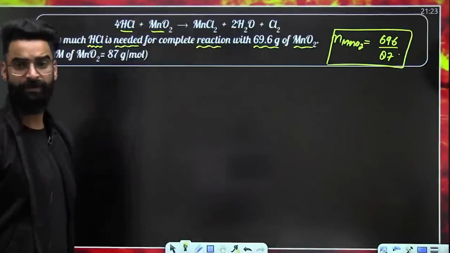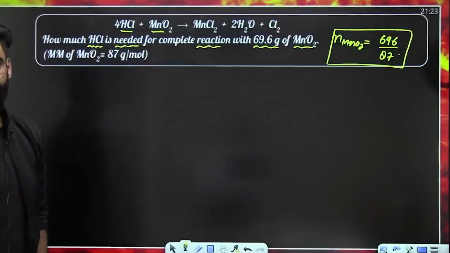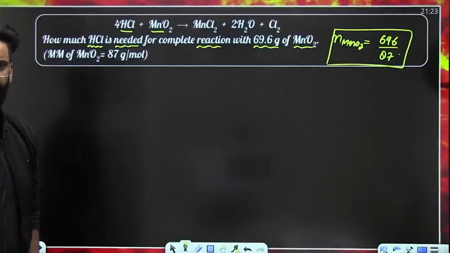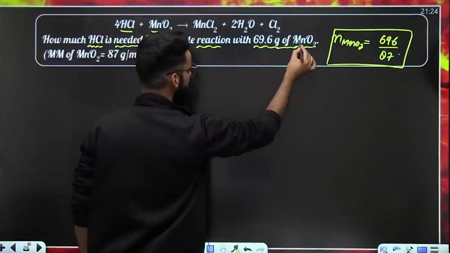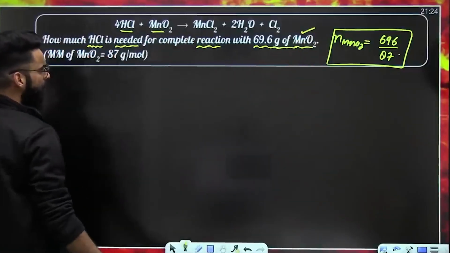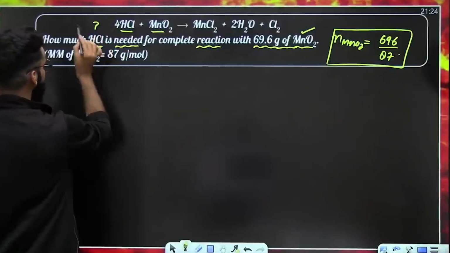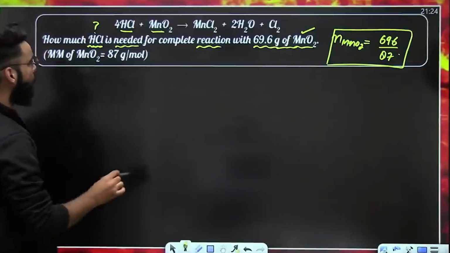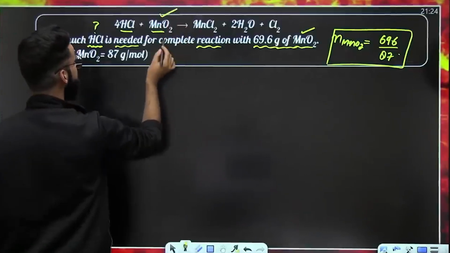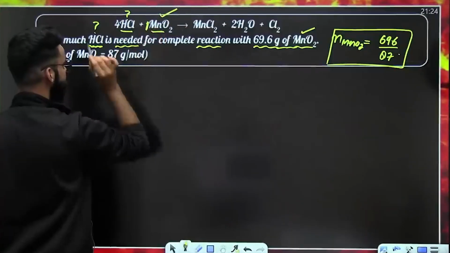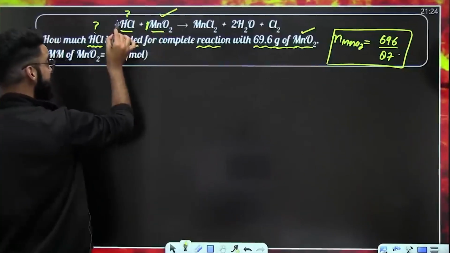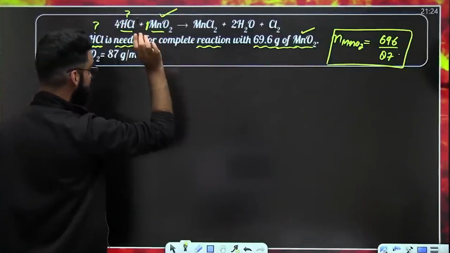Right? So these are the moles of MnO2, right? Okay. Now people understand properly what I'm going to do. As per the question, whose data is given to us? We are given the data of MnO2. Whose data are we supposed to calculate? We are supposed to calculate the data for HCl. The one whose data is given and the one whose data is to be calculated, we just have to relate these. And the one whose data is to be calculated has to be on the right side.